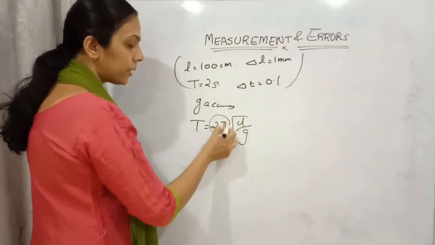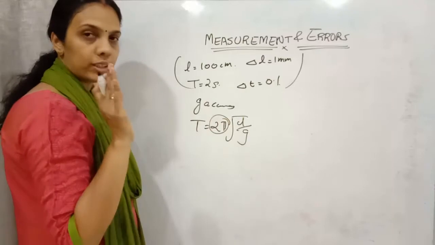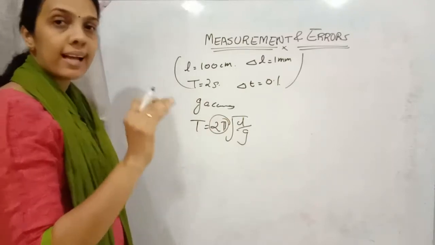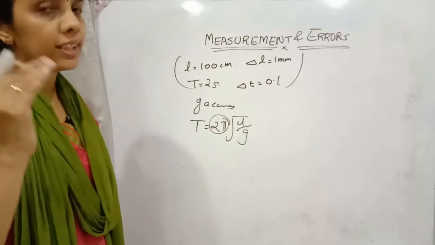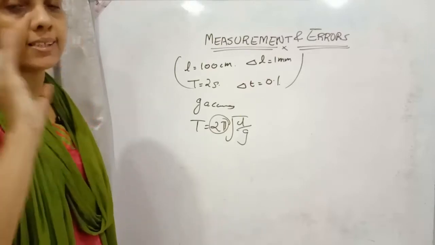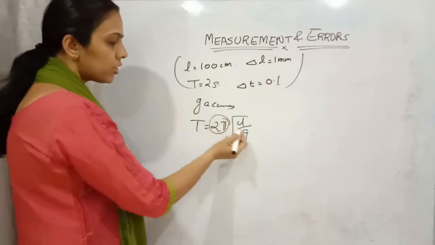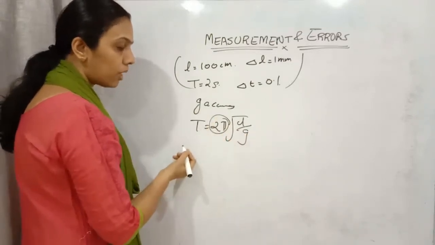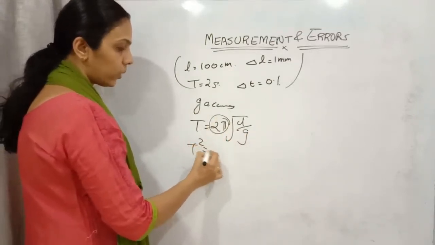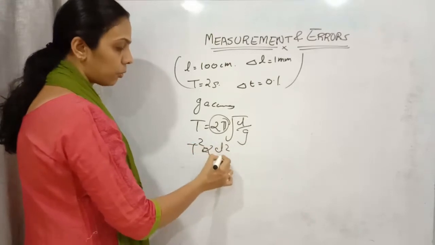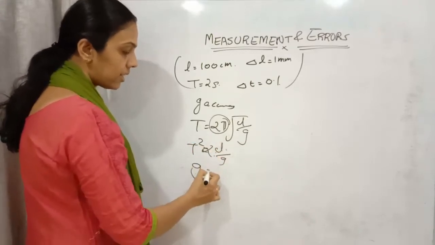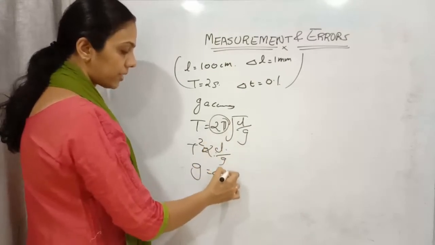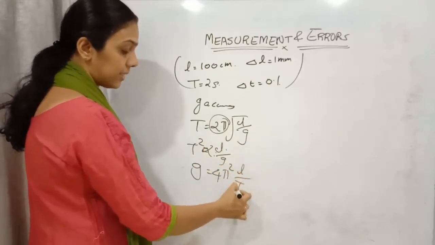In that, 2 pi is constant, right? So we don't want that one. Every answer option is given in percentage, so we can calculate the percentage error, that is the accuracy in G. For that we require a formula for G. T square is proportional to L by G. That is, G equals 4 pi square into L by T square.